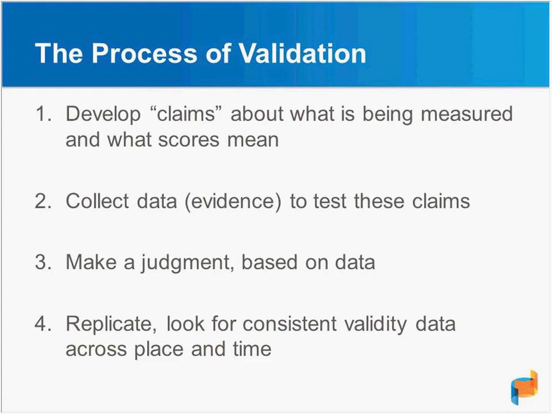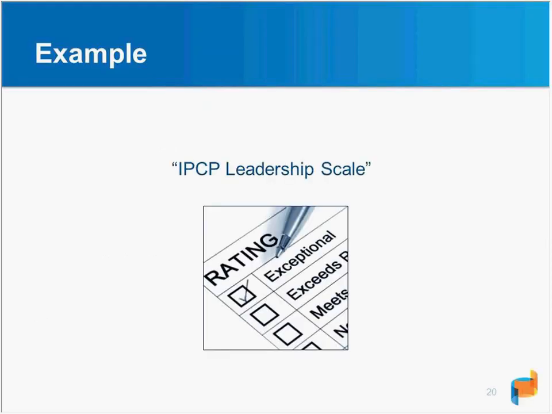An instrument with a good history is one for which consistent types of validity data have been reported by different users. And when that happens, we say an instrument is robust because the validity data have proved to be stable. To clarify what we mean by claims, let's use a fictitious example of a 15-item rating tool we'll call the IPECP Leadership Scale.